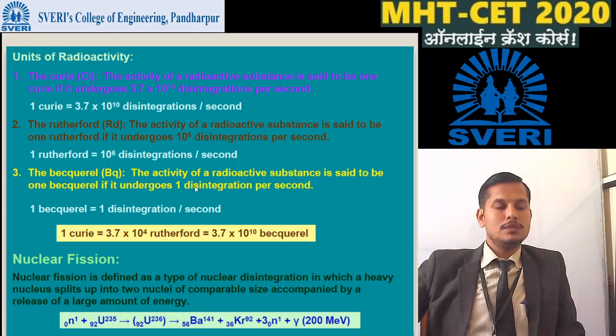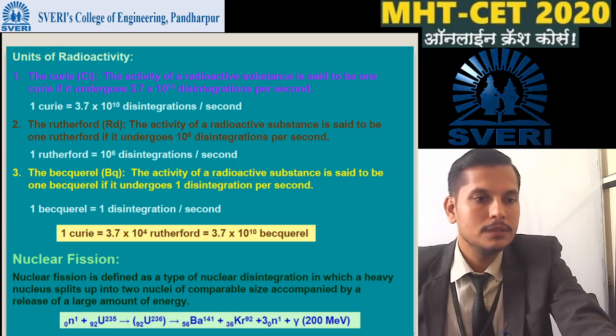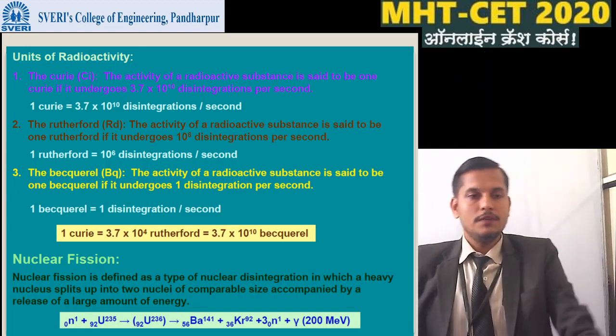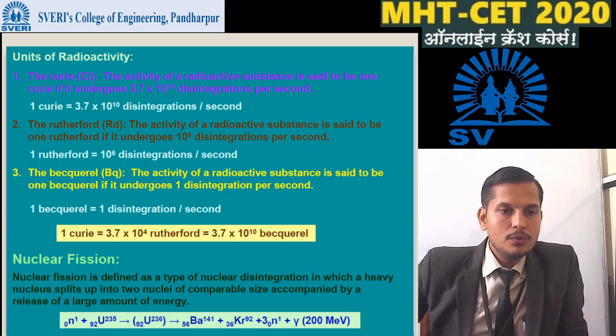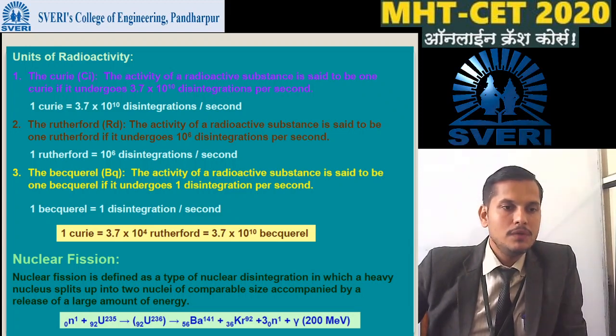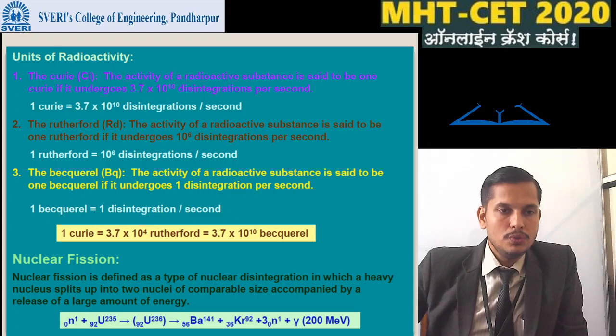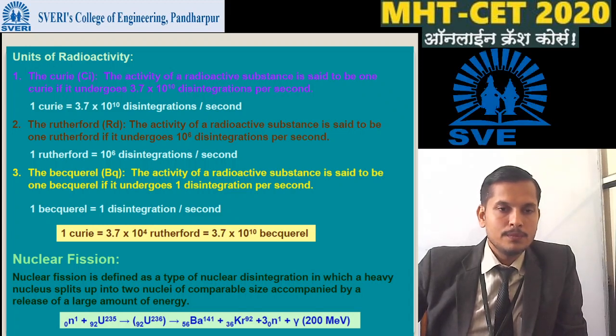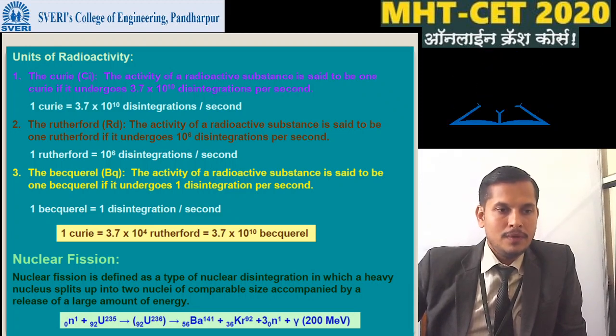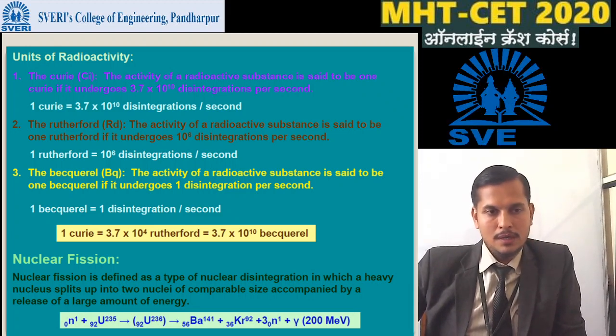As we have discussed in the binding energy curve, the atomic number depends upon the nuclear fission and fusion processes that happen. So first let us check nuclear fission. What is meant by nuclear fission? Nuclear fission is defined as a type of nuclear disintegration in which a heavy nucleus splits into two nuclei of comparable size, accompanied by the release of a large amount of energy and neutrons.